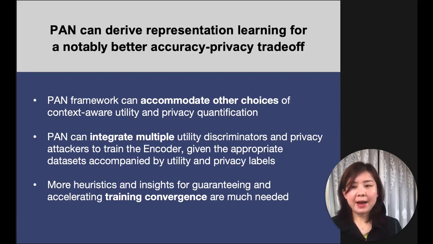We think PAN is a framework. It can further accommodate more choices of the utility and privacy quantification and integrate more utility discriminators and privacy attackers, and also more insights to guarantee and accelerate training convergence of PAN are needed. Thank you.